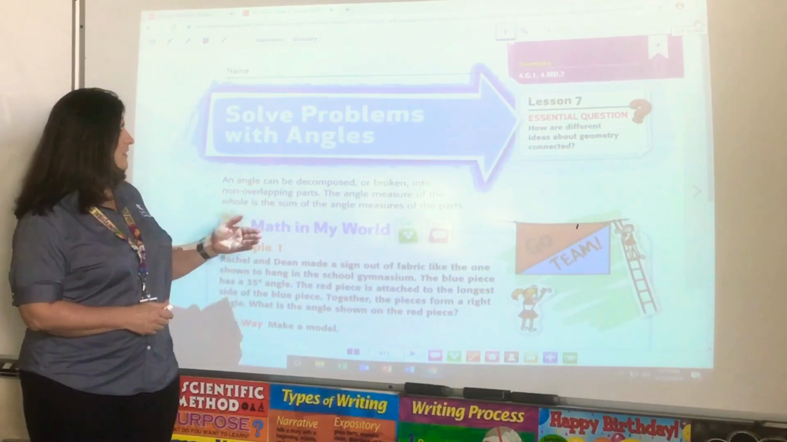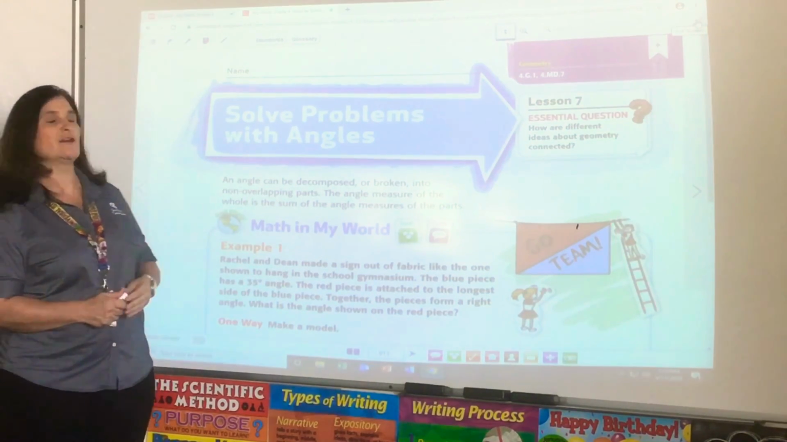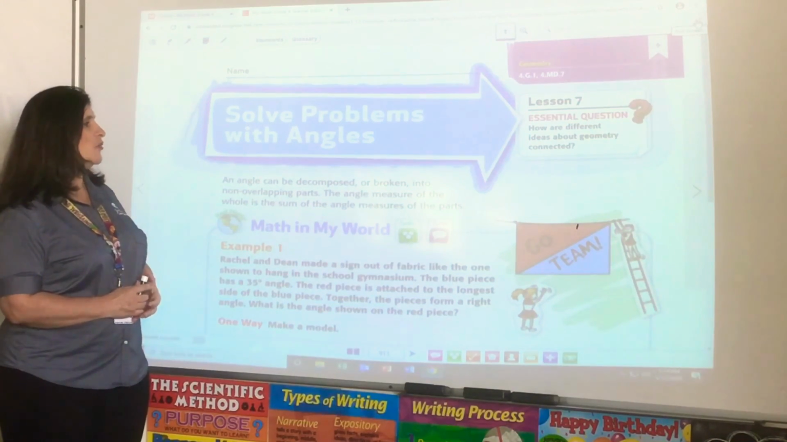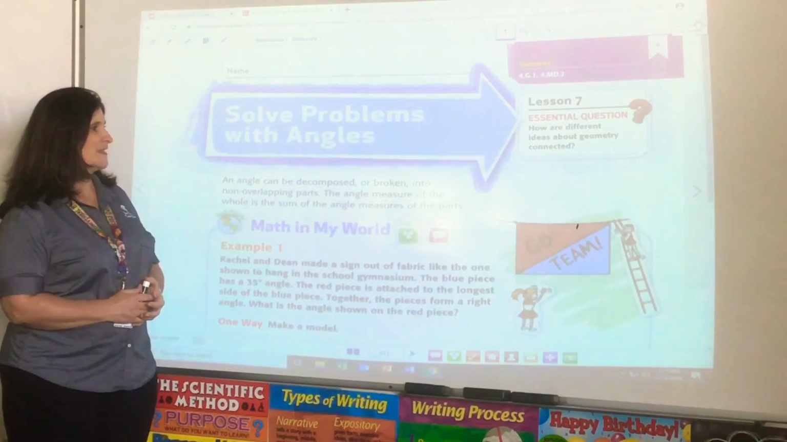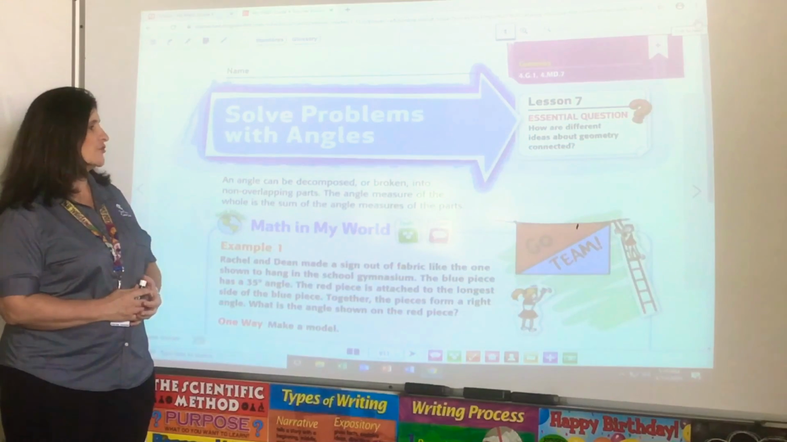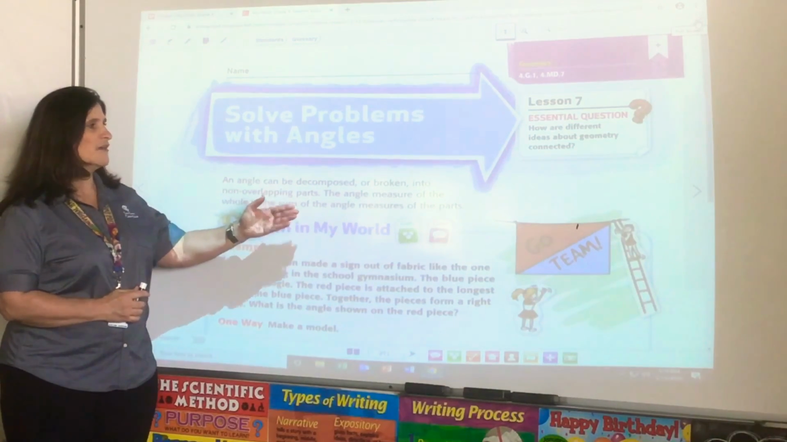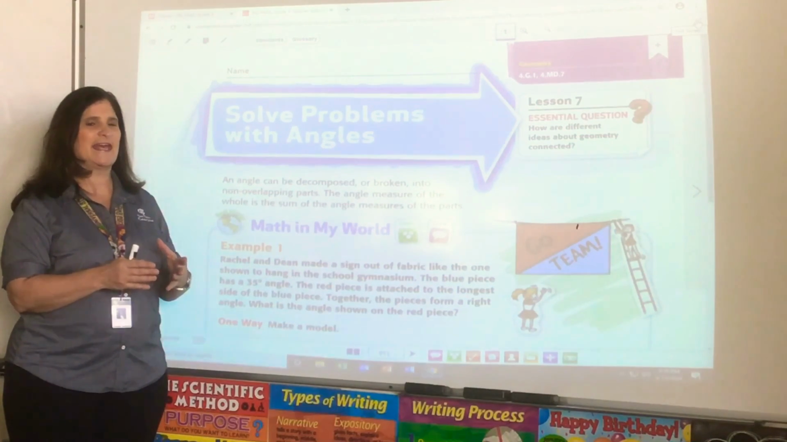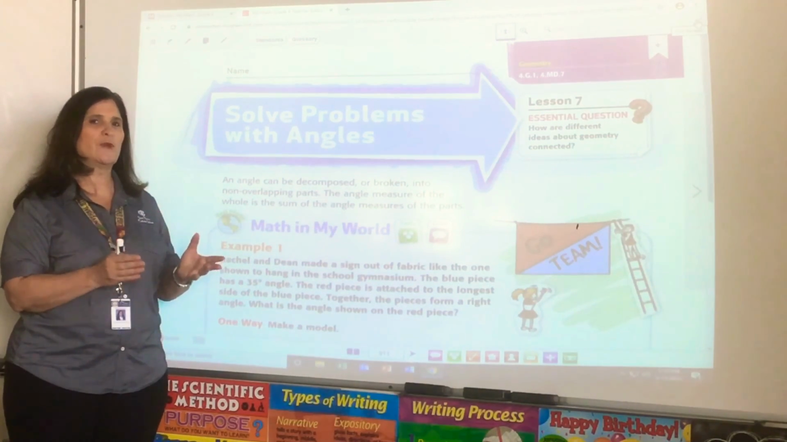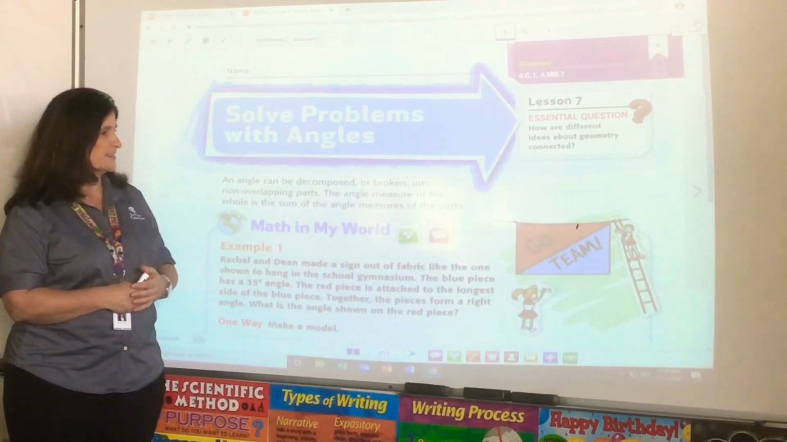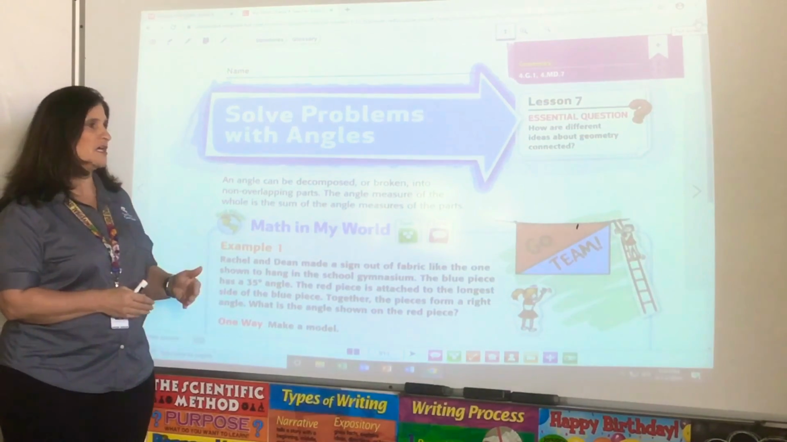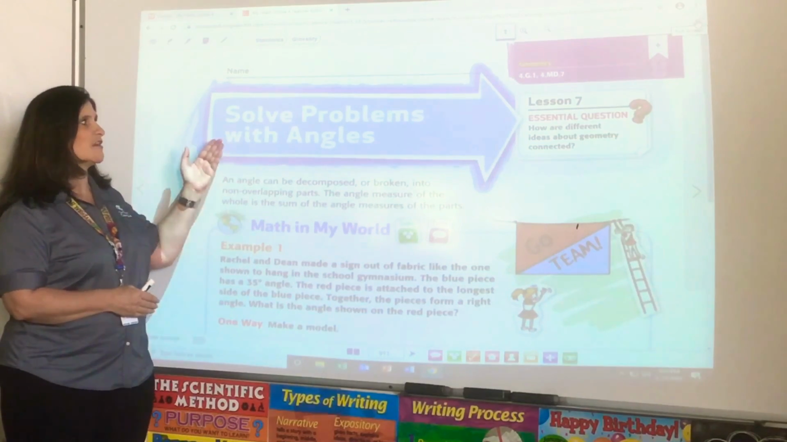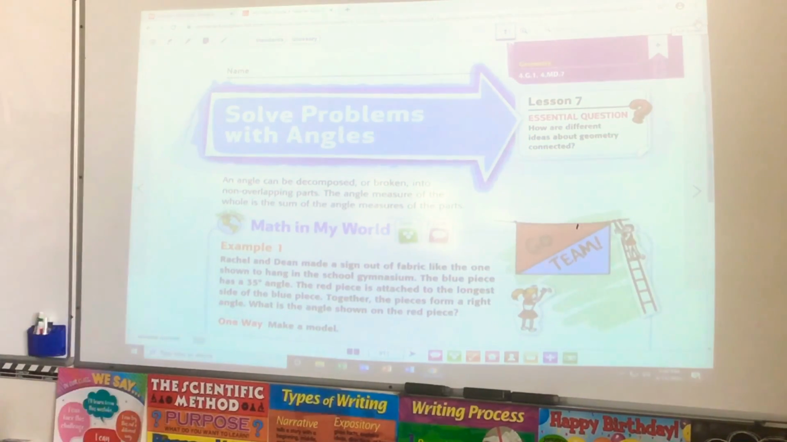So let's go here. It says an angle can be decomposed, or broken down, into non-overlapping parts. The angle measure of the whole is the sum of the angle measures of the parts. So that's like putting things together, and knowing part of it will help you with knowing all of it, or what's missing. So let's go to Math in My World, the example we are going to be working with, solving problems with angles.